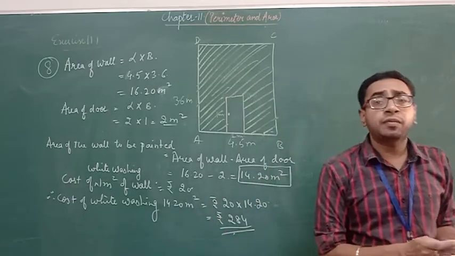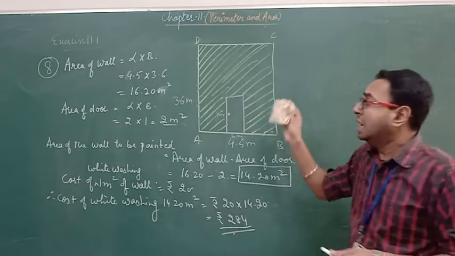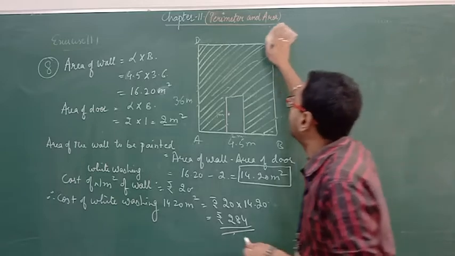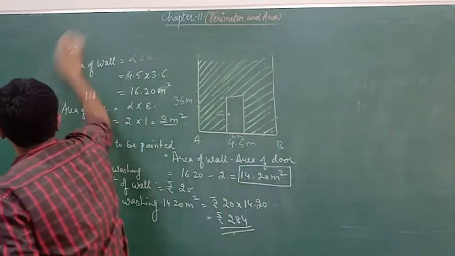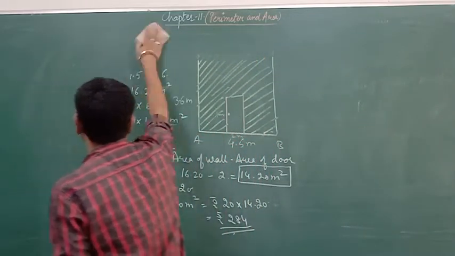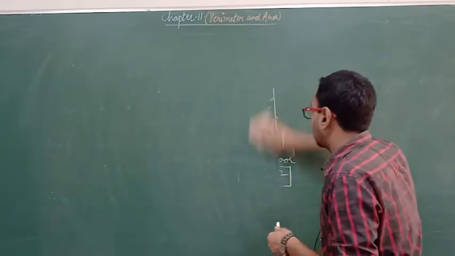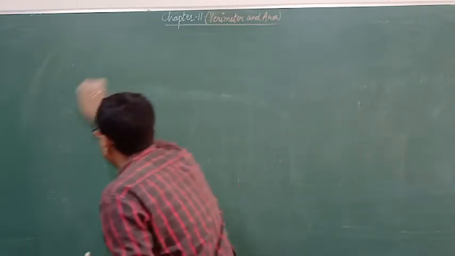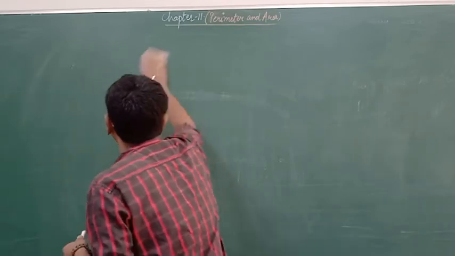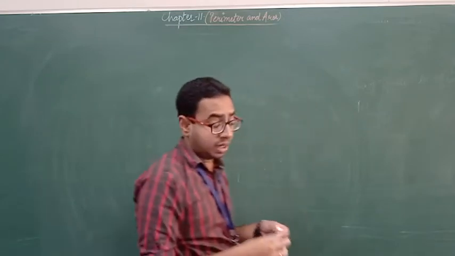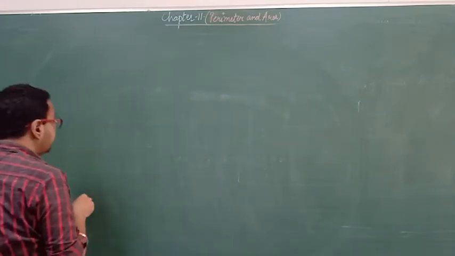Let's have the next concept. Till now we have discussed rectangle and square. Now it's time to discuss the next exercise, 11.2, which is based on the next two figures, rectilinear, closed and simple figures, that is parallelogram and triangle. Understand? Very easy figures.